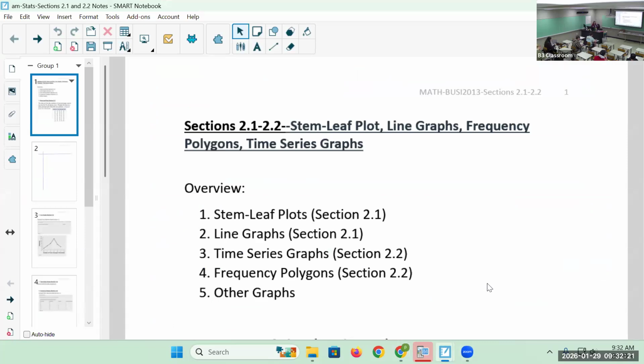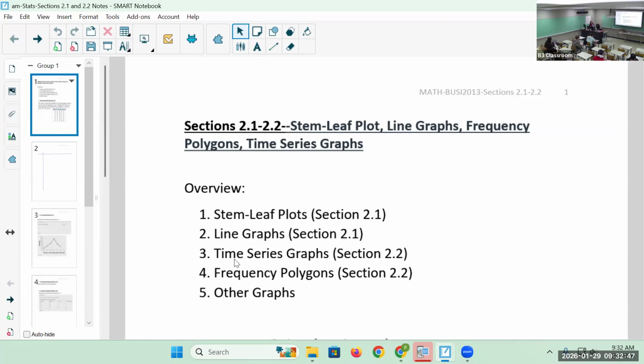It's a collection of different types of graphs, and it comes from section 2.1 and 2.2. And there are lots of different ones. We really build only the stem leaf plot from scratch on paper. Some of the other ones are actually using Sophia, and we'll do that. We have a stem leaf plot.